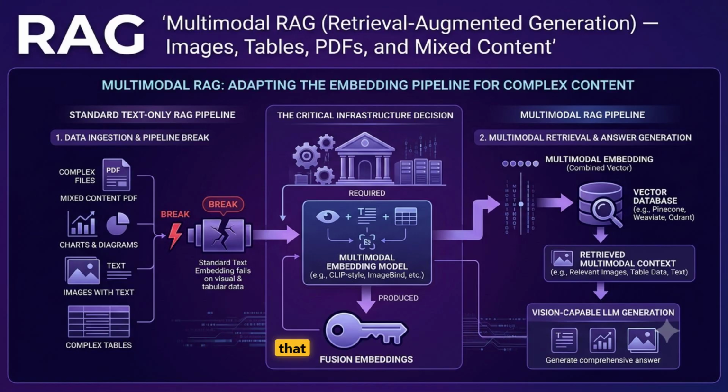A common pitfall teams hit is assuming that simply switching to a multimodal model for generation solves the problem. But look closely at the critical infrastructure decision box. The real breakdown happens earlier at the standard text embedding fails point on the left. The actual requirement, as indicated, is building a dedicated multimodal embedding model to process visual, tabular, and textual data simultaneously. This is the difference between a system that can answer questions about the words in a PDF and one that can interpret the charts within it.